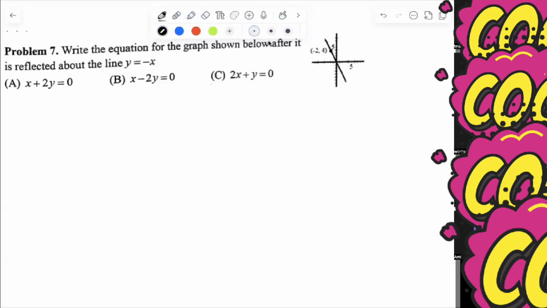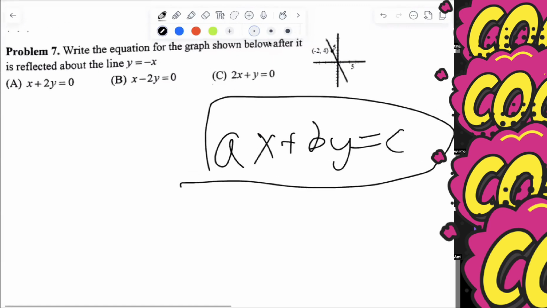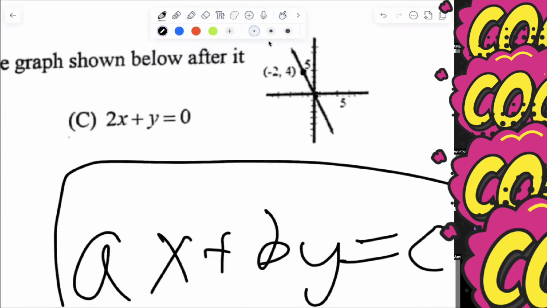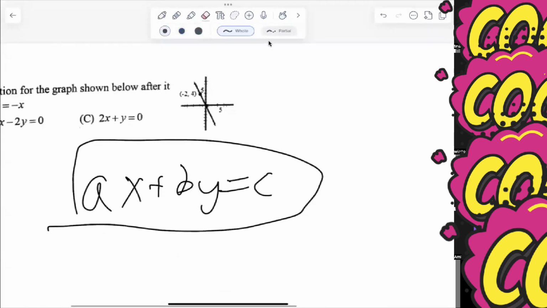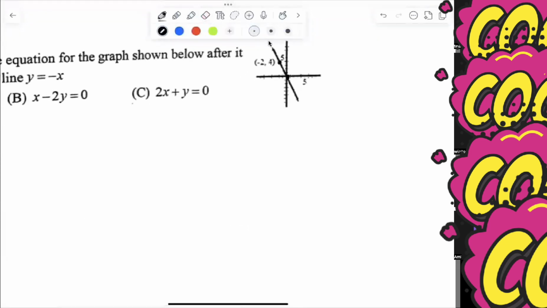So we all know that the equation of a line is ax plus by equals c. This is the normal equation for the line. Now, if we put in x equals negative 2 and y equals 4, we should expect it to be equal to c. We also know that it's 0. So let's just use the normal mx plus b, slope intercept form.